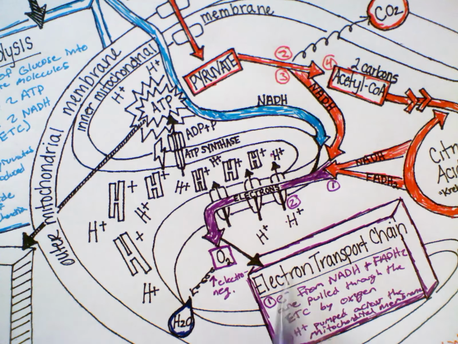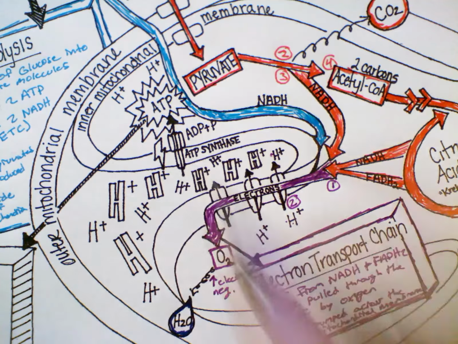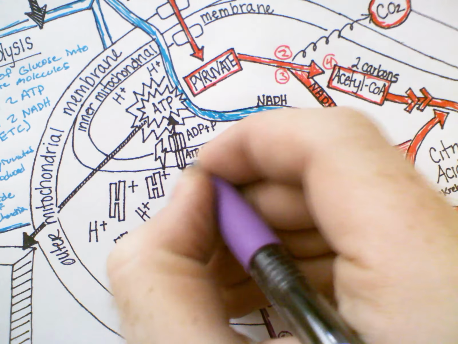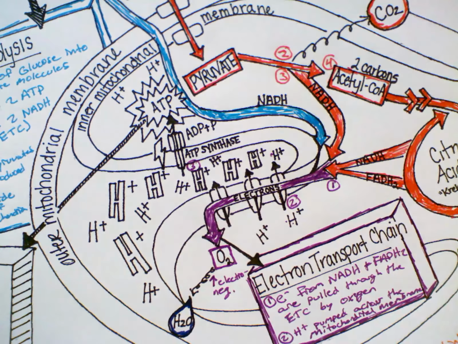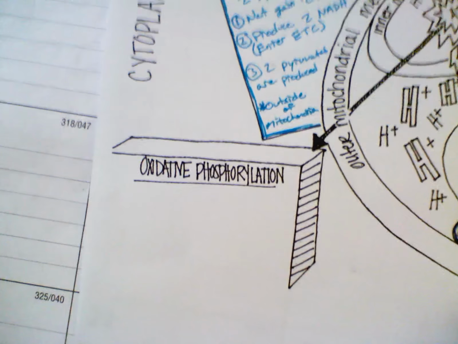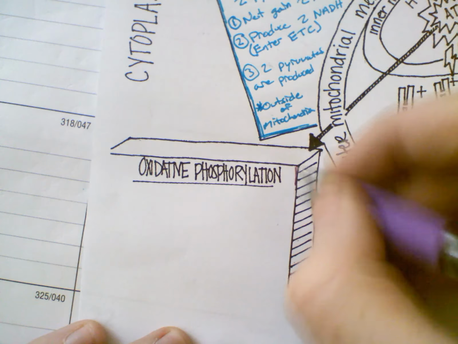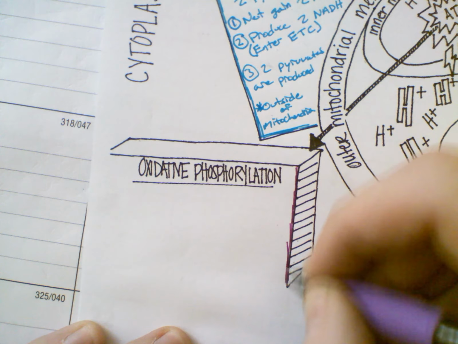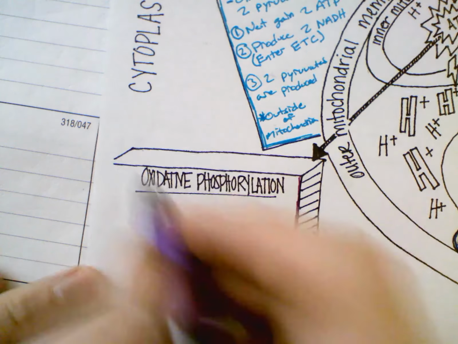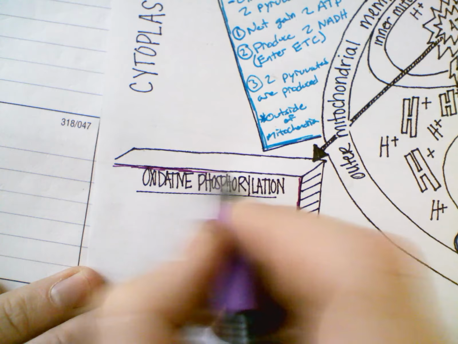So now we need to move on to step 3. Step 3 is happening right here. We're still on purple. This moves on to oxidative phosphorylation, because oxidative phosphorylation is a part of this process.